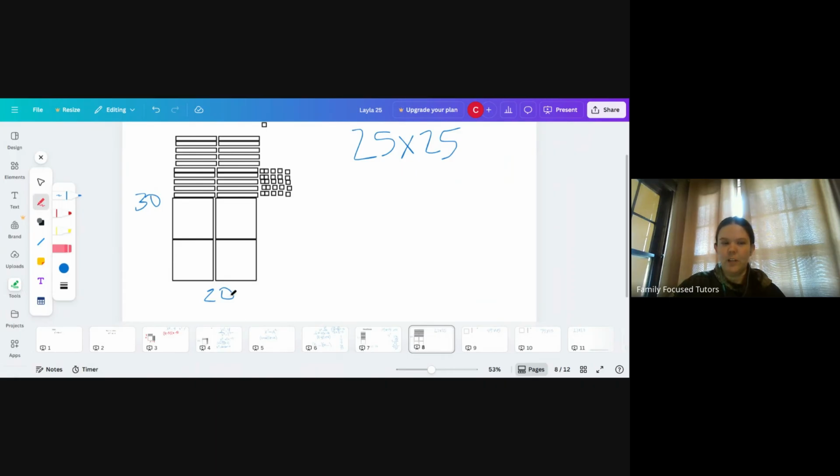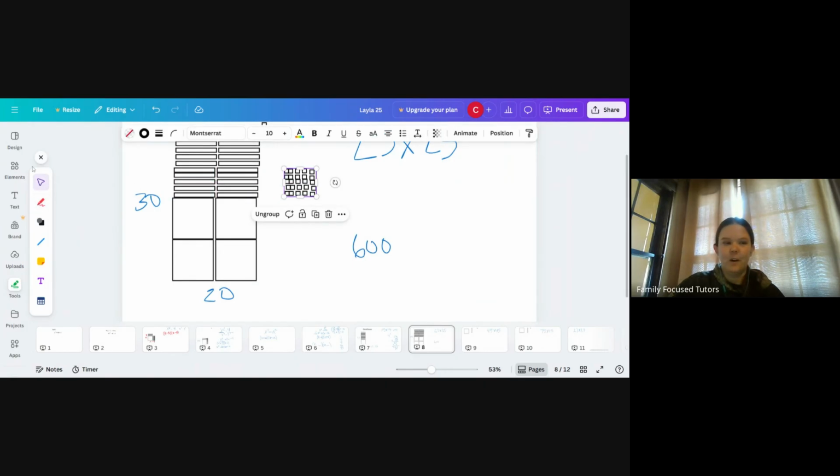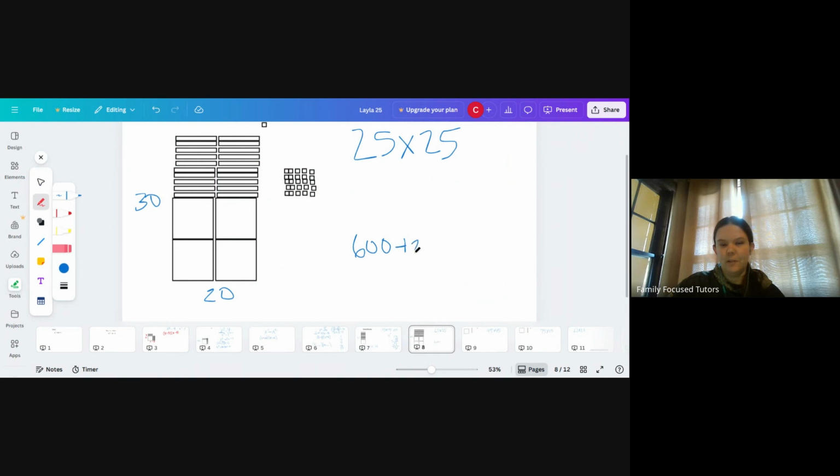So 30 times 20 is 600. And then we still have this 5 times 5 block over here that we have to deal with. These are our ones. And that's our answer. So instead of 25 times 25, we take 5 from one and give it to the other. And so that's 20 times 30. And then we still have to deal with our ones place when we do our multiplication. So then we have 25.